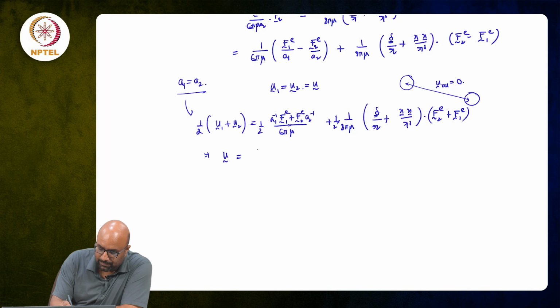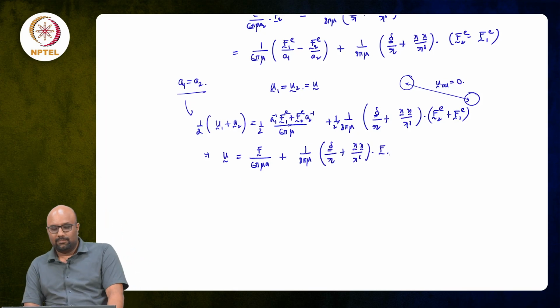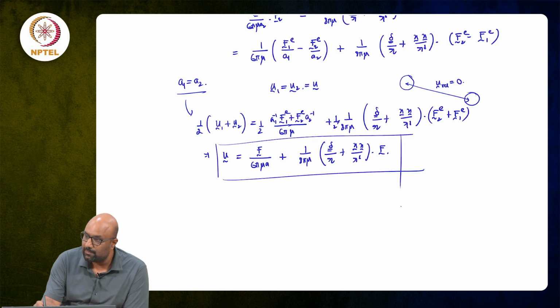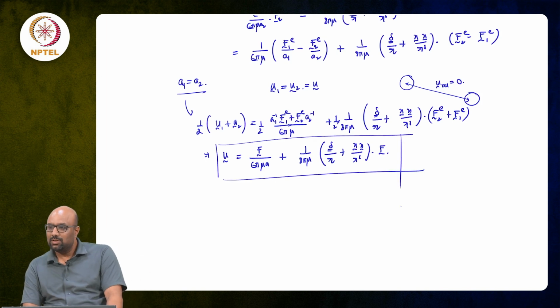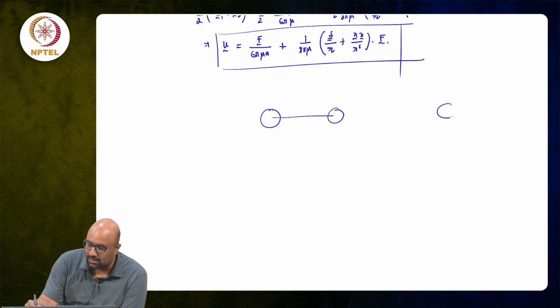So, what will it be here? F1, so it is just the force acting, I will just write it as F by 6 pi mu A plus 1 by 8 pi mu delta by r plus xx by r cube dot F. This is the velocity with which it is going to fall. Now you can answer something. What happens in these two configurations?